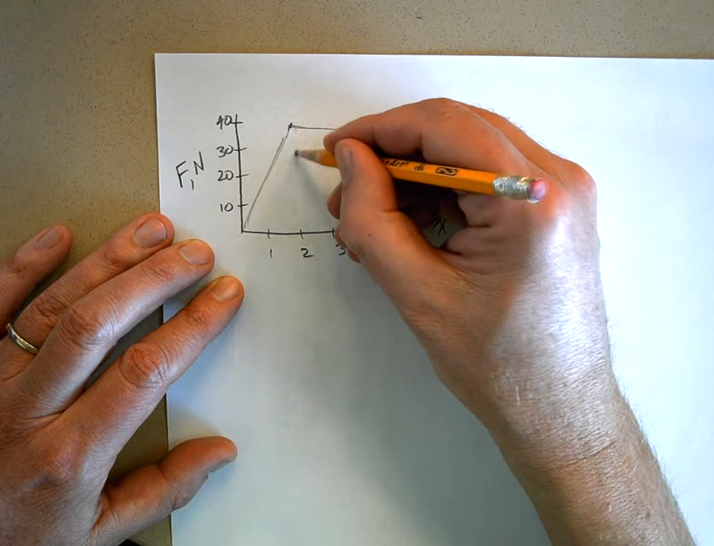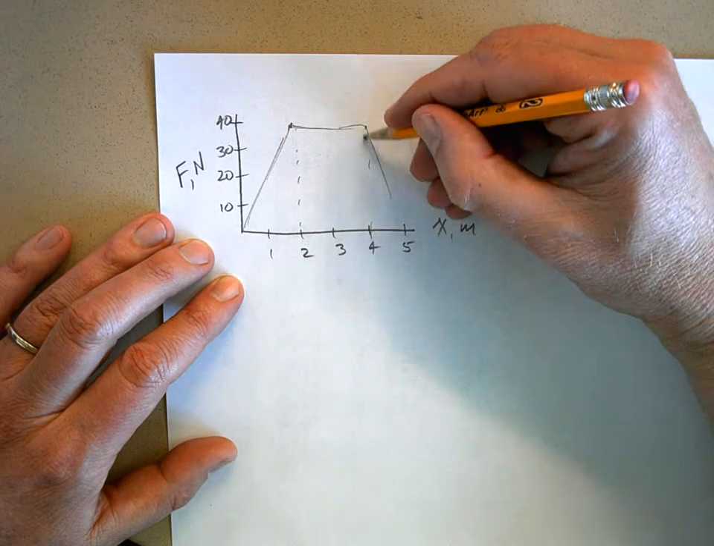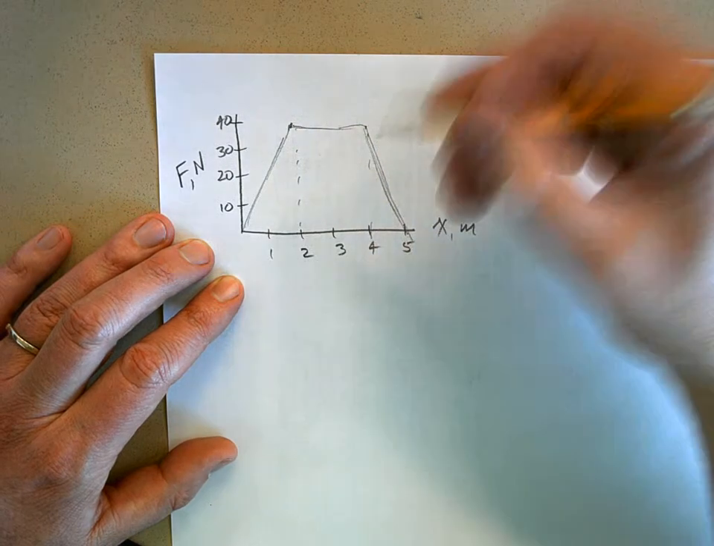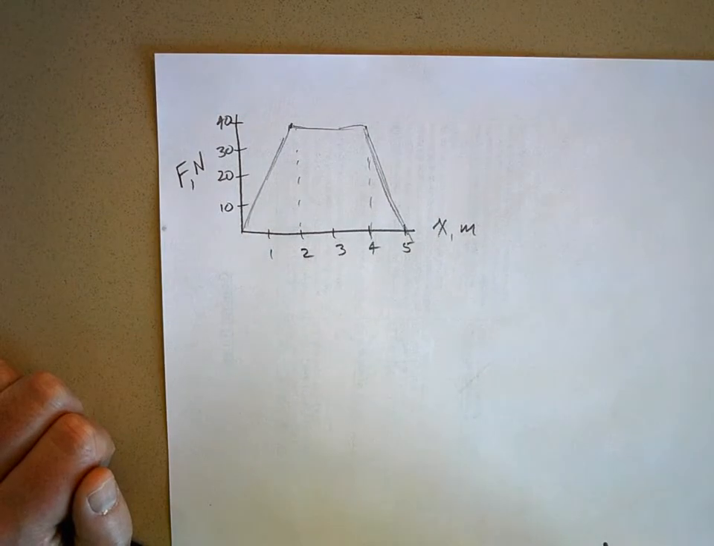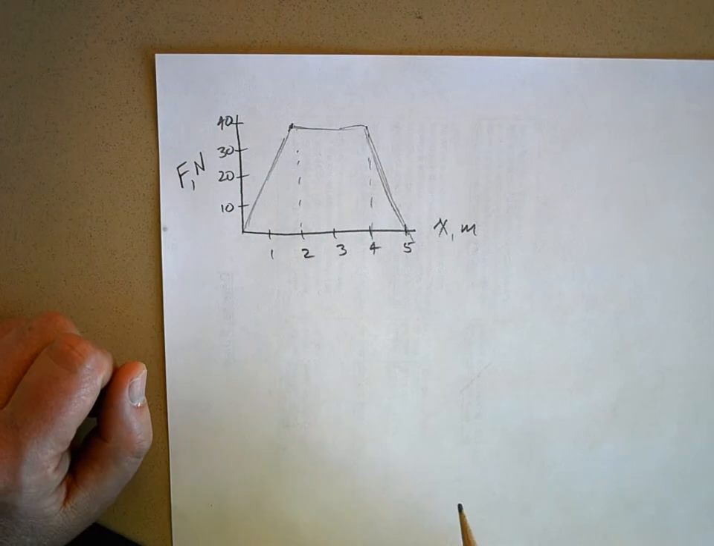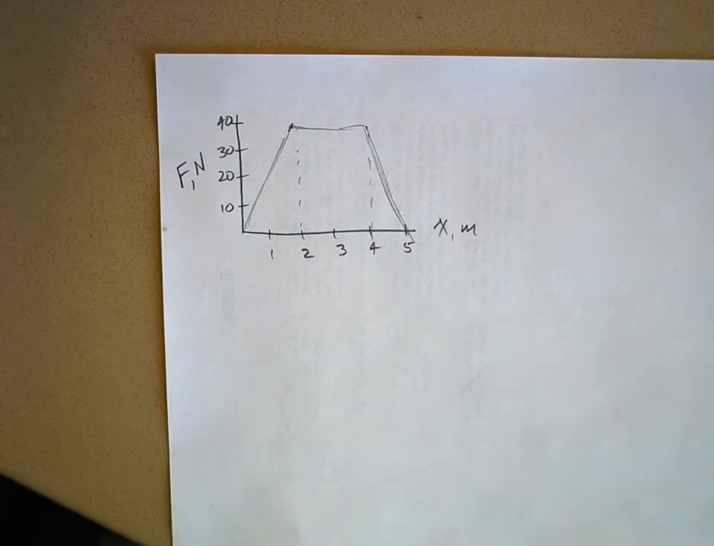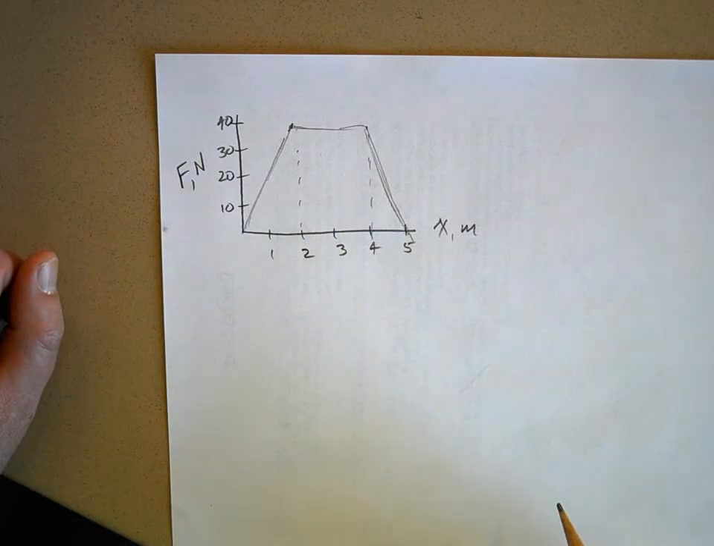Let's have it go to the 2 and then to the 4, and then we'll have it come down steeply like this. Well, you can't just go force times displacement. You can't just say 40 newtons times 5 meters, because that would be too much work. So how would I figure out how much work is done here?